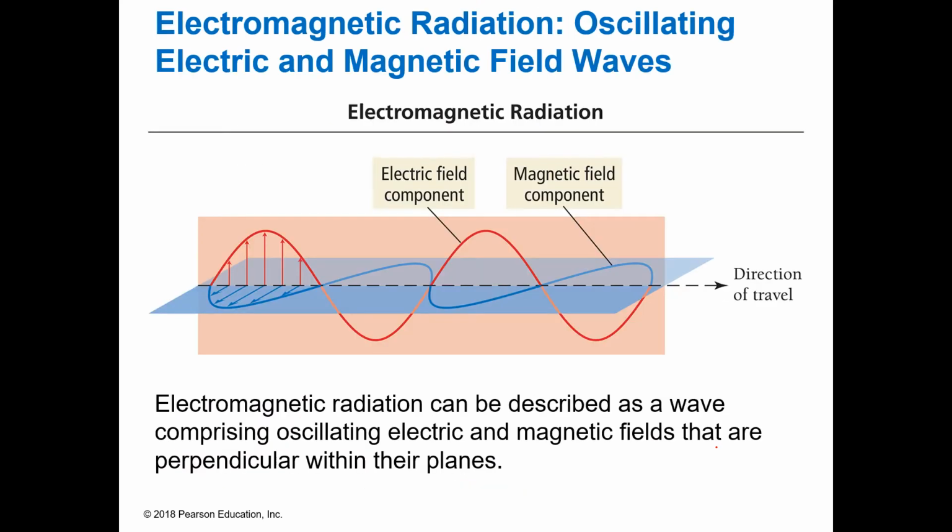Let's look at what I mean by oscillating waves. So light moves in a field, and when we say it moves in waves, it's moving in waves, just like that. So electromagnetic radiation can be described as waves in an oscillating electric and magnetic field. And they are perpendicular in their planes. And you can see that here. The red is up and down, where the blue here is going side to side.